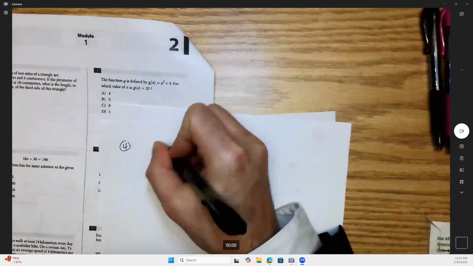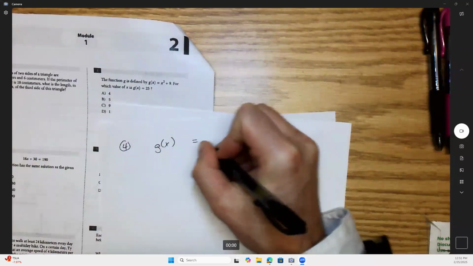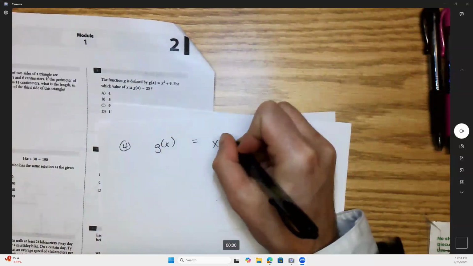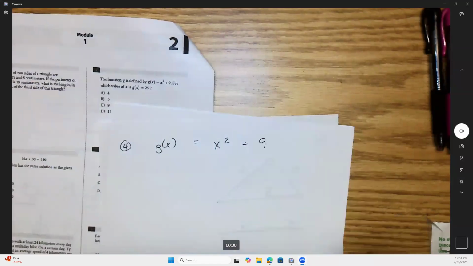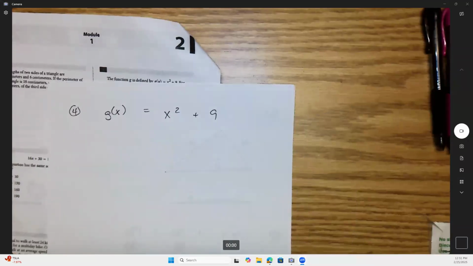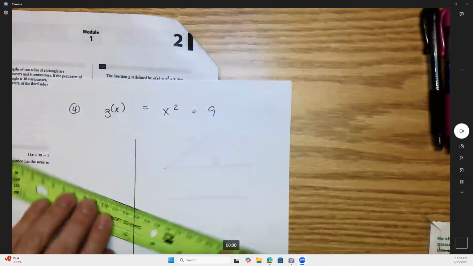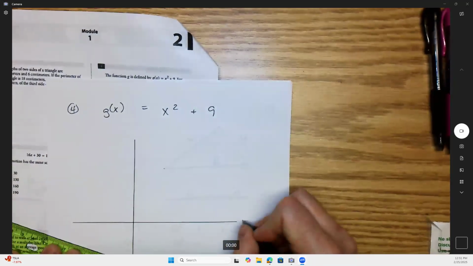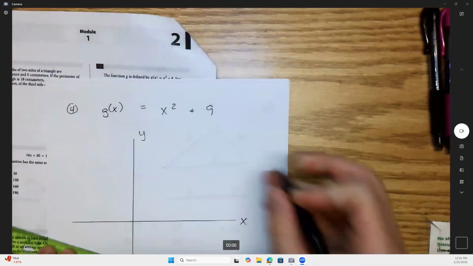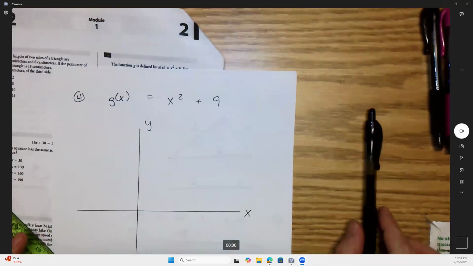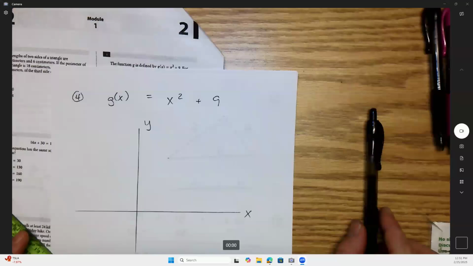Number 4, g of x is defined as x squared plus 9. Before I even tackle their question, I'll make sure you guys know what this graph looks like. So let's do, got an x-axis here, y-axis here. If I had you guys graph that function, what would you draw?